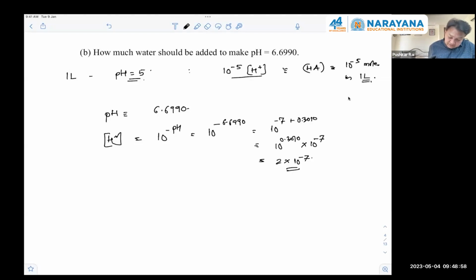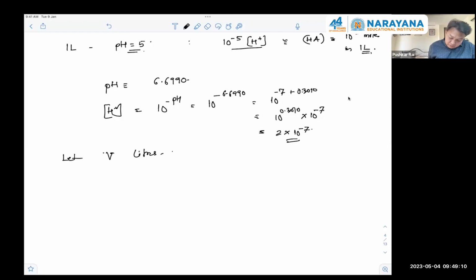Now I will assume that V liters have been added. So let us call the total volume V liters, the combined final volume including this 1 liter. In that scenario, did you get the answer? Is it coming out to be 65.66? Yes. Okay.